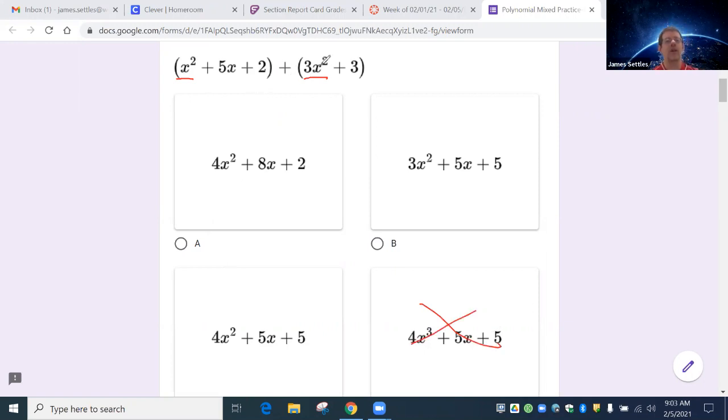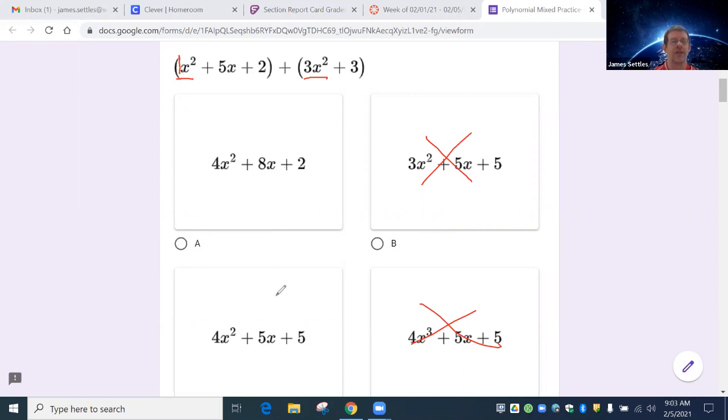All right, so now once we realize we're adding, all we do is add the big numbers. So we have a 1x squared and 3x squared. So 1 plus 3 is 4. So we can get rid of this one right here because it had 3x squared. So we know it's one of these two.